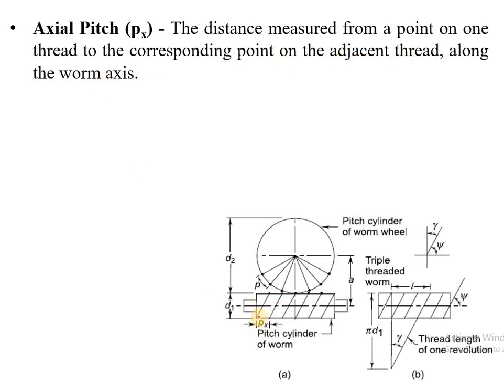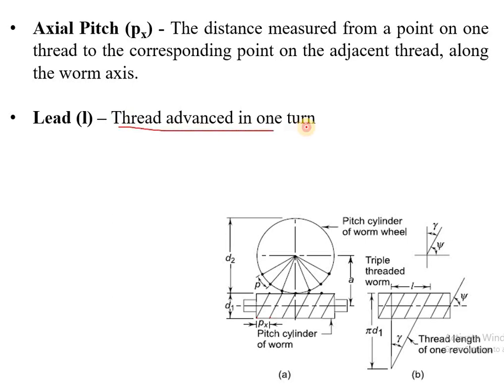Now, suppose these are the two threads. This is one point on one thread, and this is the same point on the adjacent thread. So this distance between these two along the worm axis is the axial pitch. And lead is given by the thread advance in one turn. It means when the worm completes one revolution, the distance covered by the thread. Here in the diagram this is shown. This L represents the lead. Suppose the thread starts from this point, and when the worm completes a revolution, it reaches this point. So this distance between these 2 points is the lead.